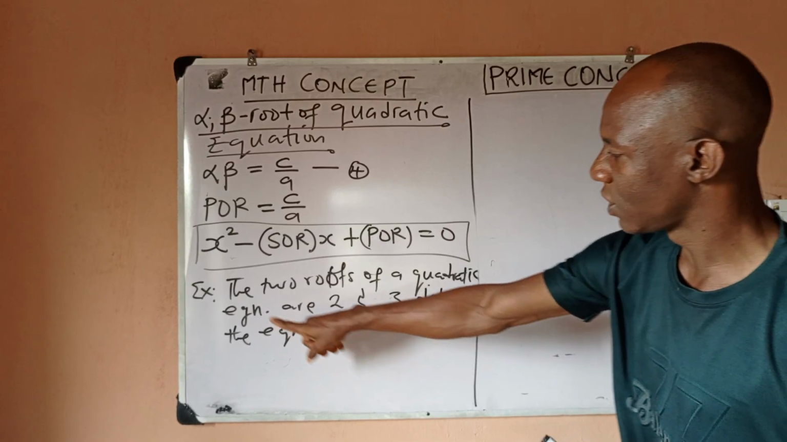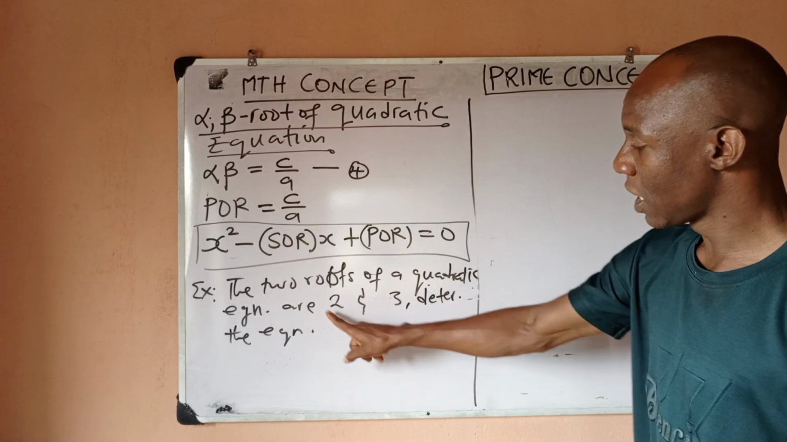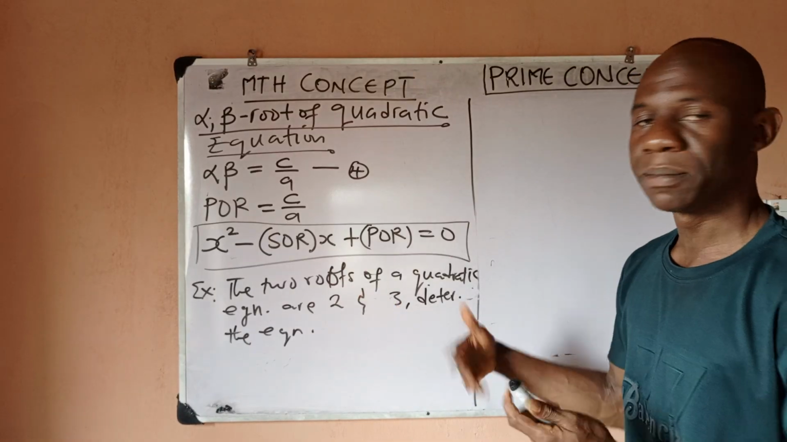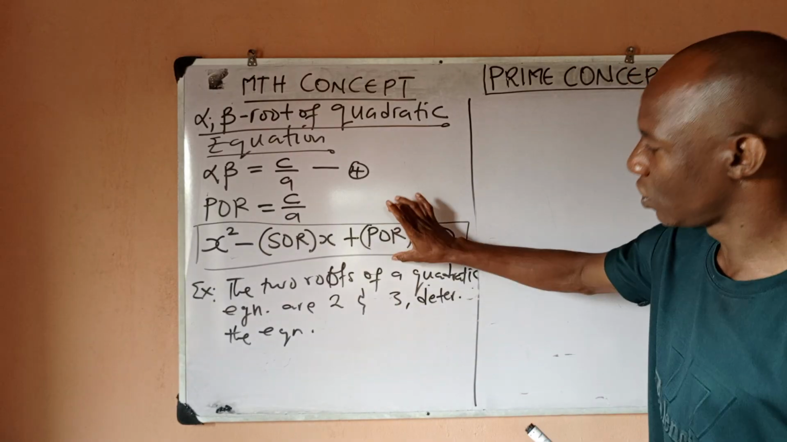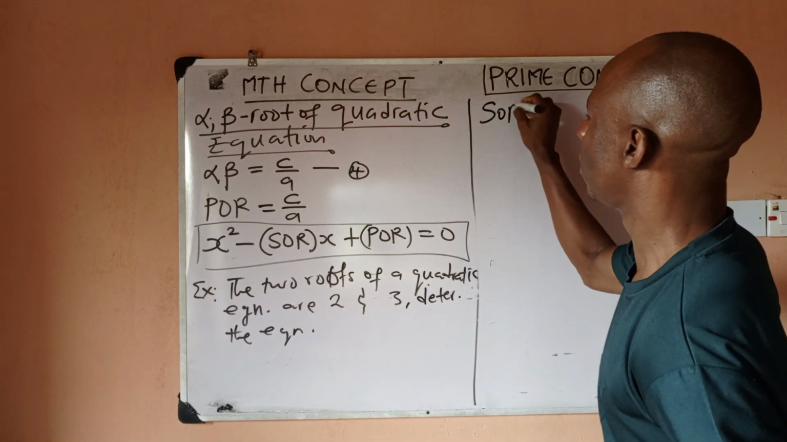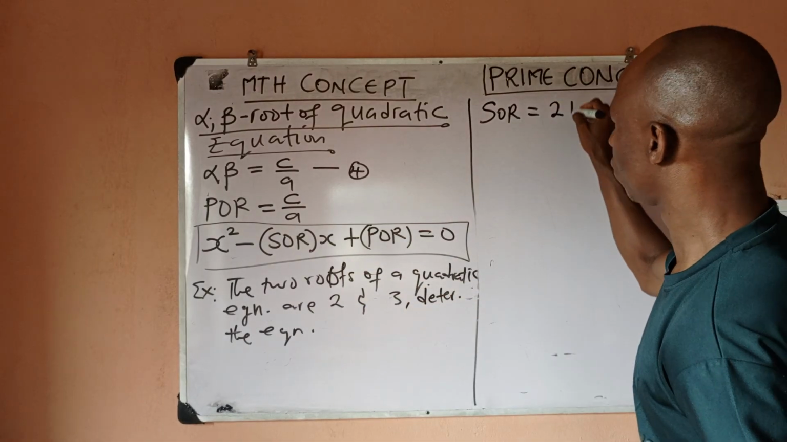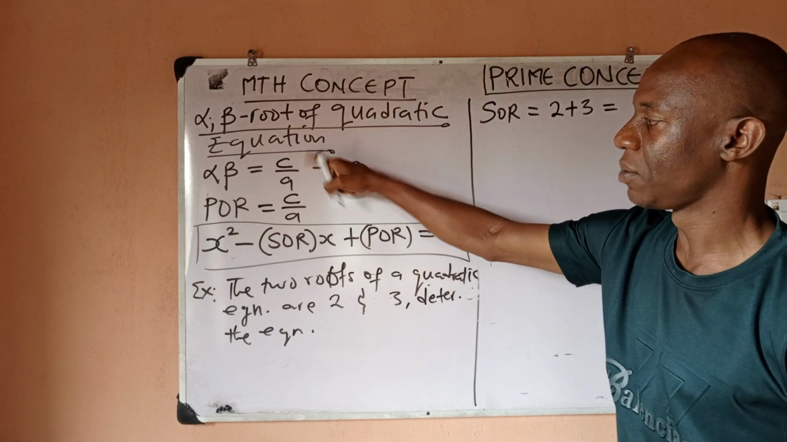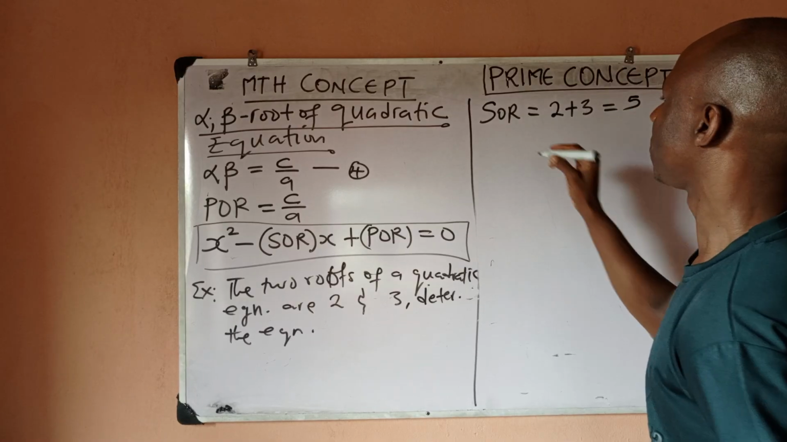Now quickly, the question says the two roots of a quadratic equation are 2 and 3. That is to say alpha is 2, beta is 3, or you can still say alpha is 3, beta is 2, any one, but know that the two roots are 2 and 3. Determine the equation. So using this powerful formula, I will first of all find the sum of roots. Sum of roots means adding the two roots. So it's going to be 2 plus 3. They give us the roots directly, so we don't need to use these formulas. So I have 2 plus 3, which is 5.